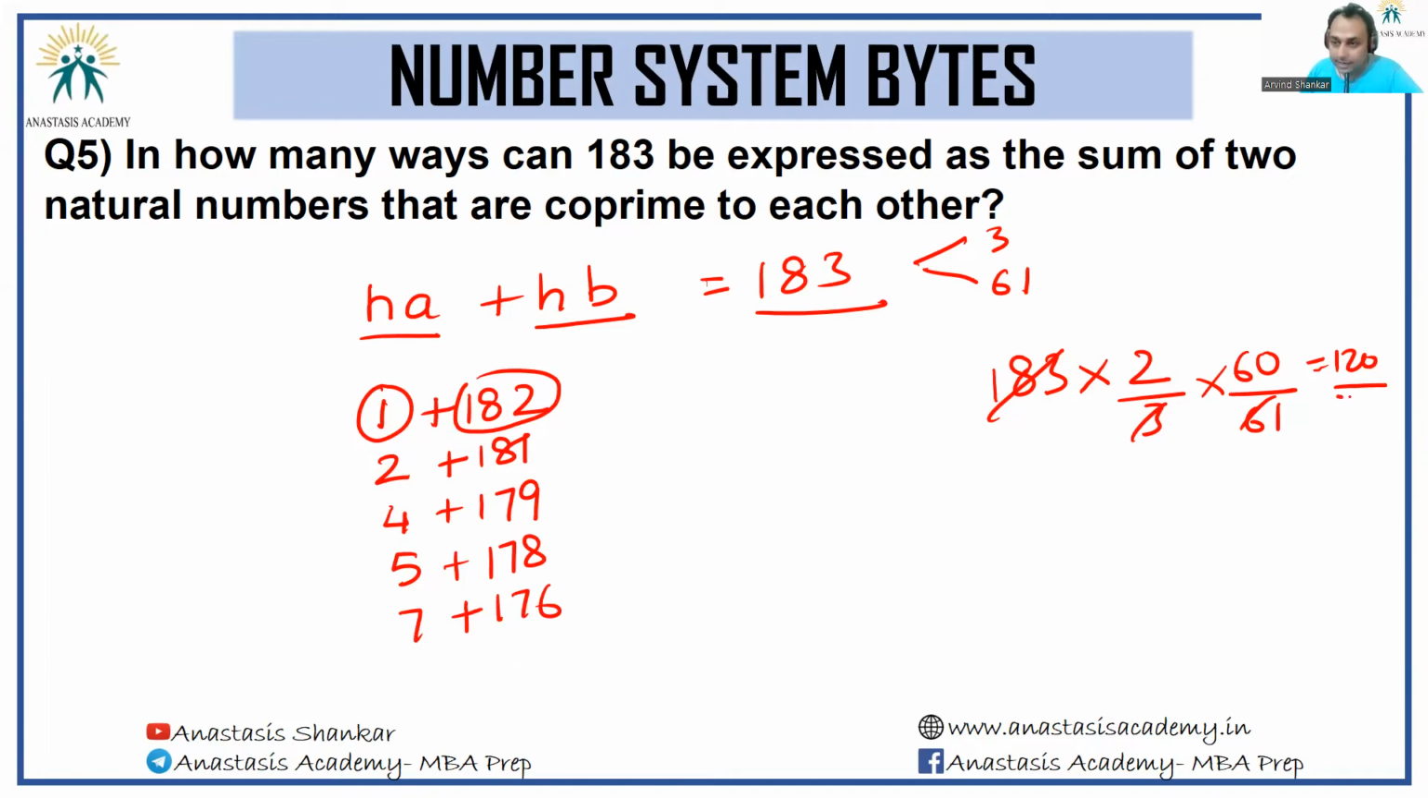So given that you've identified 120 numbers co-prime to 183, there will be 60 pairs or 60 ways in which 183 can be expressed as sum of two natural numbers that are co-prime to each other.